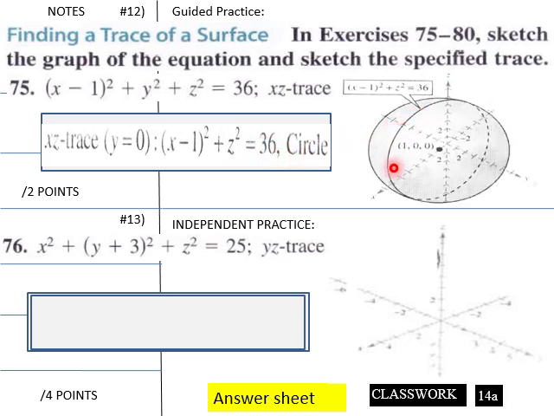And it would actually be this circumference here that would be our trace from this sphere, an xz trace from this sphere. And that would be how you would find it. Sketch the graph of the equation and then sketch the specified trace. Here would be your trace for that.